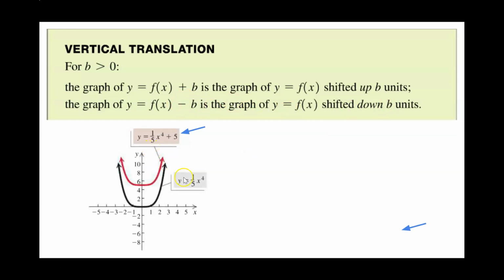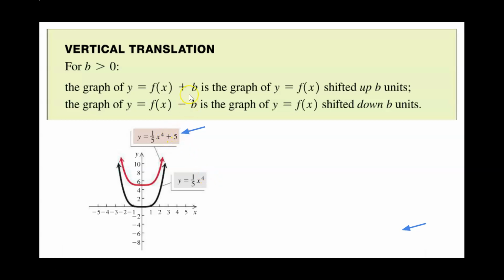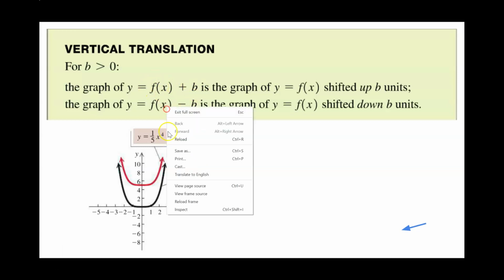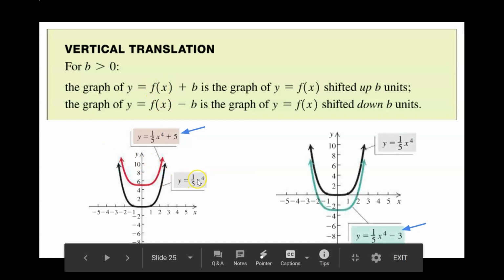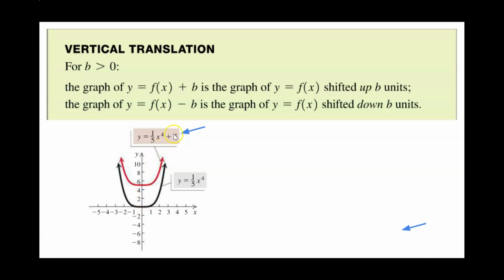So here's an example. Here's our original function, 1/5 x to the 4th. If you see that the plus sign is on the outside, just like we noted here, here's our function. And then we put plus 5. That means we take the black one, which is this one here, and we shift it up 5. 1, 2, 3, 4, 5. So it goes up 5.